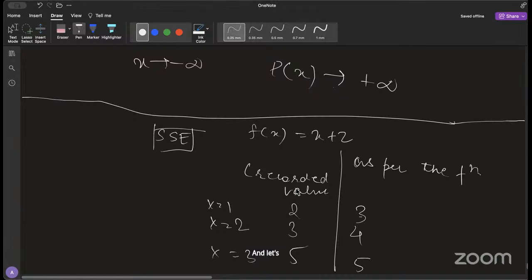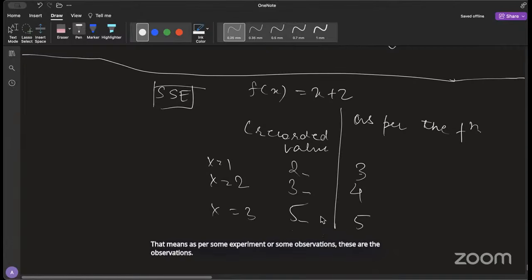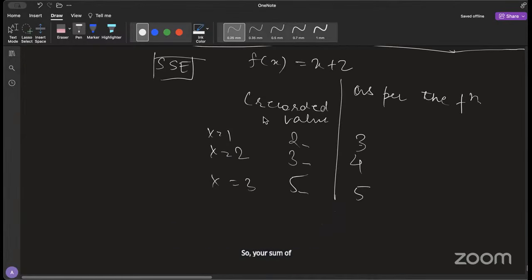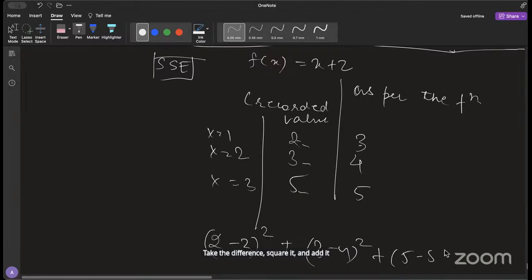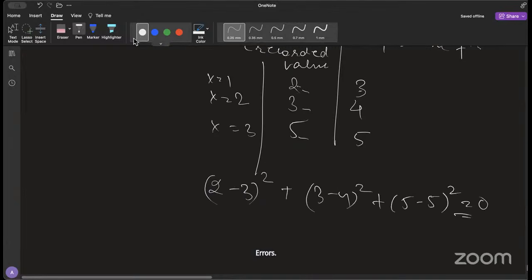And let's say your recorded values are these. That means as per some experiment or some observations, these are the observations. So your sum of squared errors is basically, you take the difference of these and square the difference. Take the difference, square it and add it. That's it. This is your sum of squared errors. Is that okay?